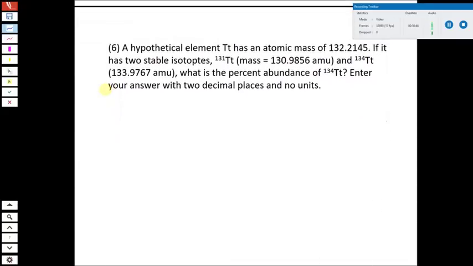All right, now, if you're keeping track of where we are at home, we're in the chapter 5 material analysis. We've moved on to things dealing with molar mass, moles, all that kind of good stuff. So here we have a hypothetical element with an atomic mass of 132.2145, which just coincidentally has my initials. It has two stable isotopes, 131 and 134, and we want to know what is the percent abundance of the heavier of the two, 134.